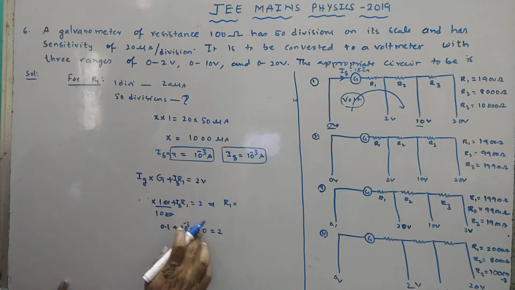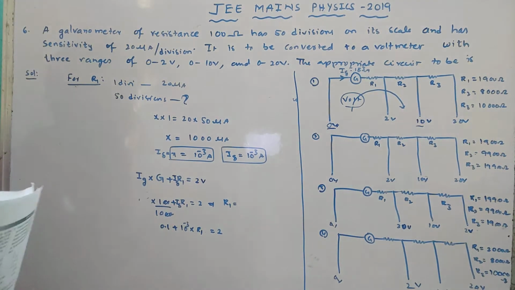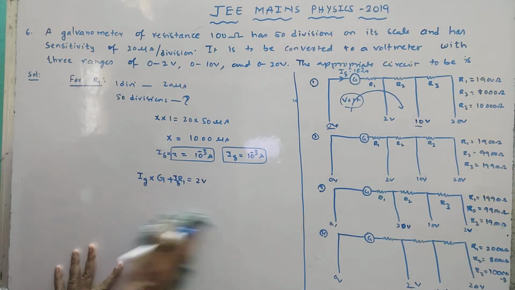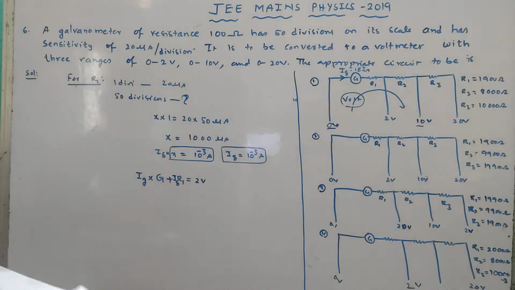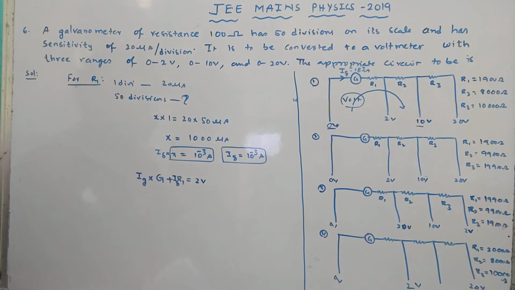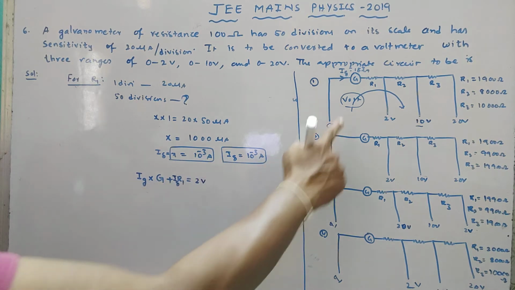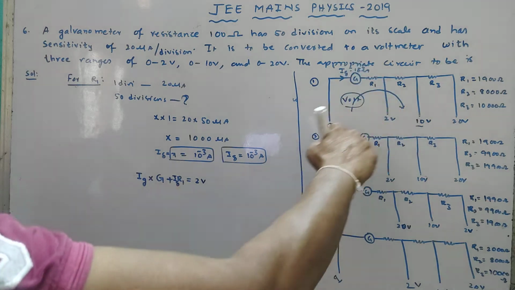So let it be this one, R1 only. So this, R1 plus 100. Okay children, now Ig into the resistance of the galvanometer, Ig into G plus Ig into R1 equal to the volts.